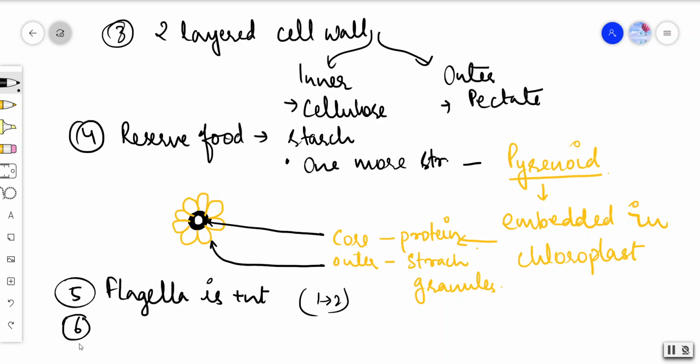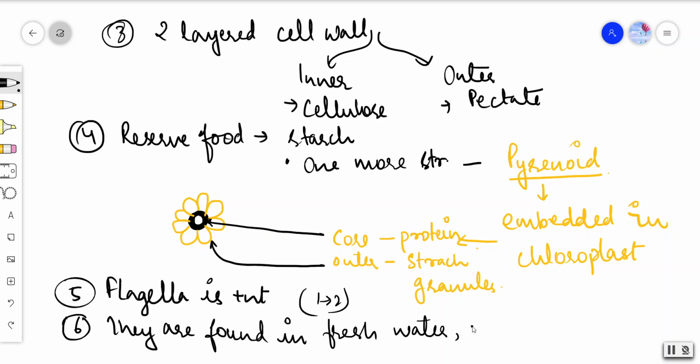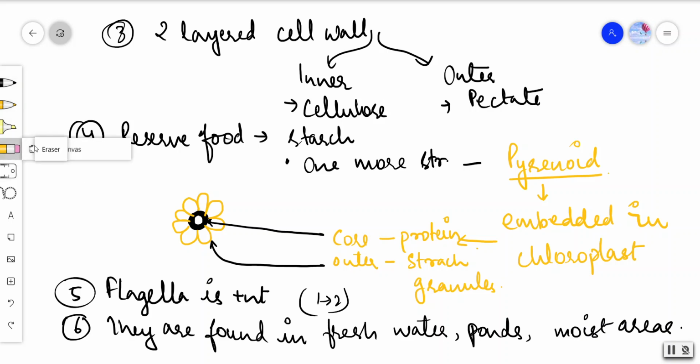Next point is where they are found. Chlorophyta are found in fresh waters, ponds, moist areas. Clear? So let's get on with the next point.